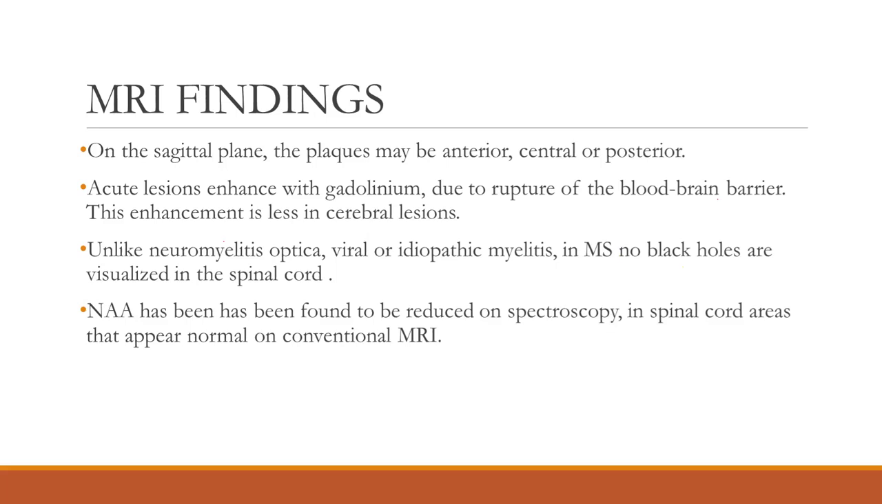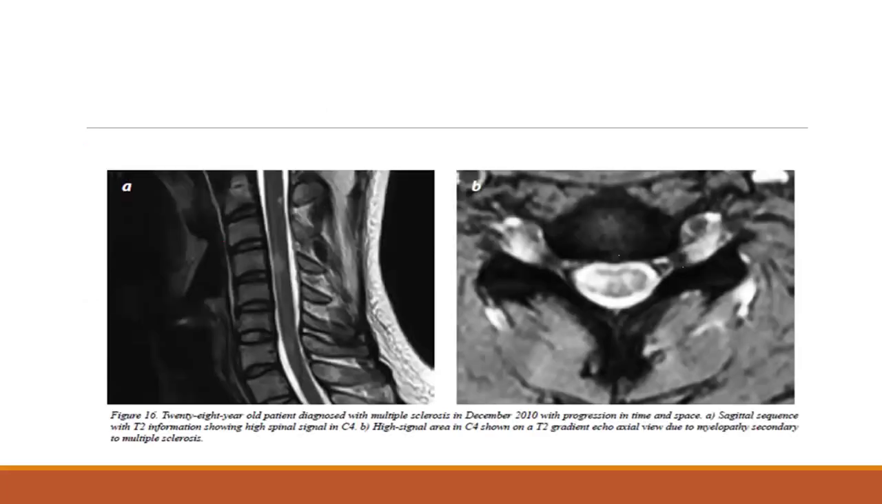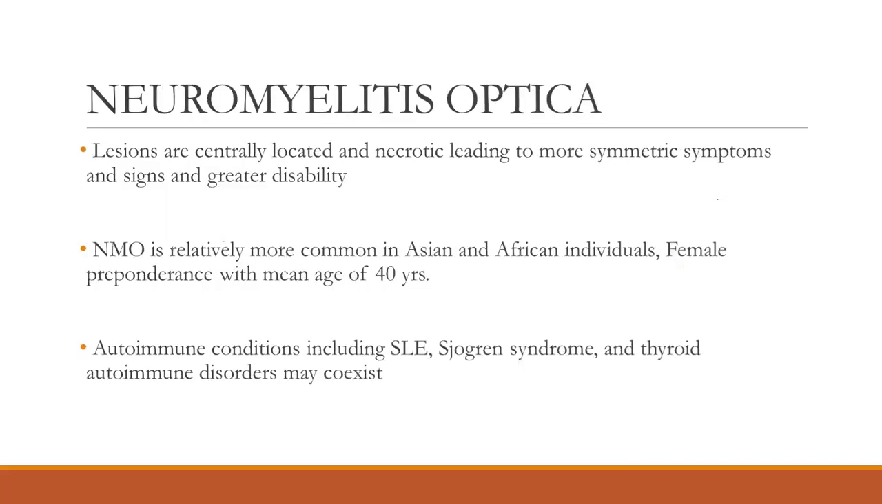So N-acetyl aspartate, NAA, is found reduced on spectroscopy, even in spinal cord areas that appear normal on conventional MRI. So this is a case of MS. Here we can see T2 short segment involvement. That is usually diagnostic of MS, along with dissemination in space and time, that is characteristic.